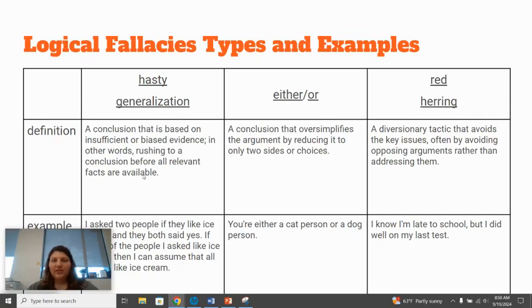And the last logical fallacy we'll talk about today is a red herring. And this is a clue or a piece of evidence or a part of the argument that leads someone astray. It's a diversionary tactic, so creating a diversion. It avoids the key issues, often by avoiding opposing arguments rather than addressing them. An example is, I know I'm late to school, but I did well on my last test. Well, those two things aren't related to each other. If you are late to school, then that's either a behavior problem, or maybe it's something out of your control, like the bus came late or your mom dropped you off late. Doing well on your test is an academic concern, right? So those things are not related.